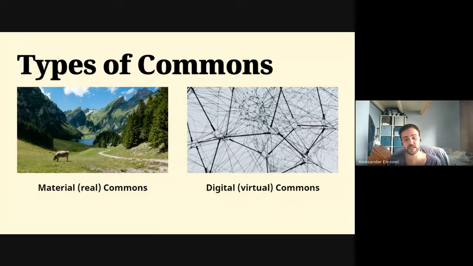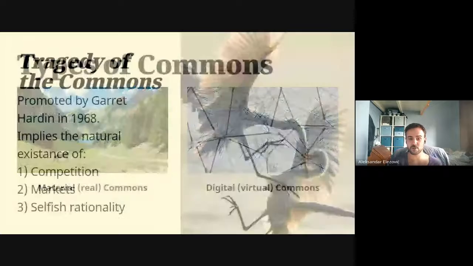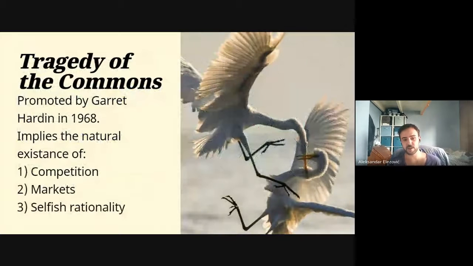In a similar way, digital commons are created by humans, but they are freely available for everyone else who wants to use them, modify them, apply them in various ways, develop them, and so on and so forth. Commons can be separated in many different ways, but this typology of material and digital commons is important because of the story of the tragedy of the commons, which was promoted by Garrett Hardin in '68.